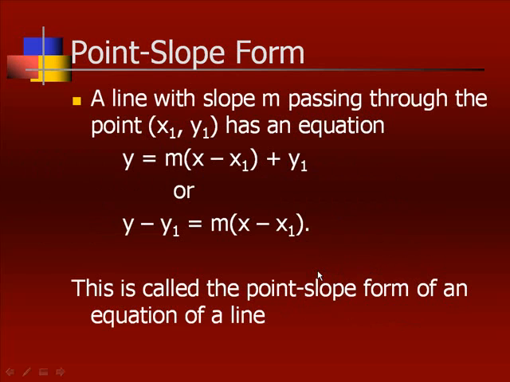So, a line with slope m passing through the point x1, y1 has an equation y equals m times x minus x1 plus y1, or y minus y1 equals m times x minus x1. This is what we call the point-slope form of a line, because you can look at it and you can see the point and you can see the slope.